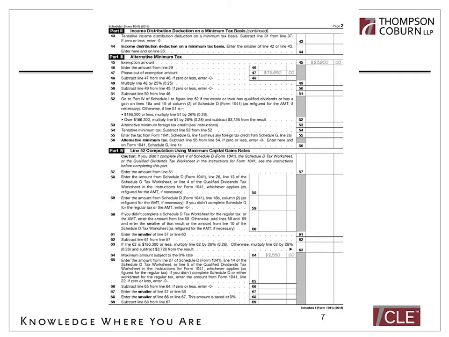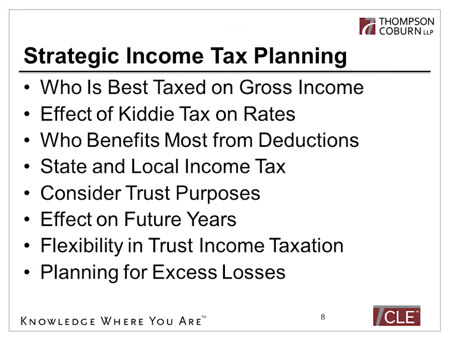So with that, we're going to skip to slide 8 and talk about some of our strategic income tax planning issues. And today we're just going to cover some of these here. First, who is best taxed on gross income, the effect of kiddie tax on rates, who benefits most from deductions, state and local income tax, and considering trust purposes.